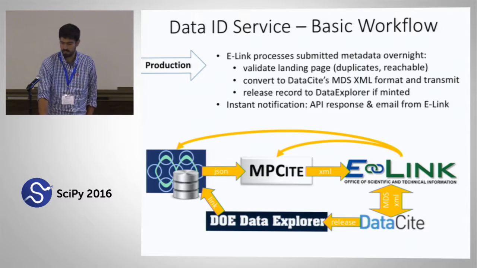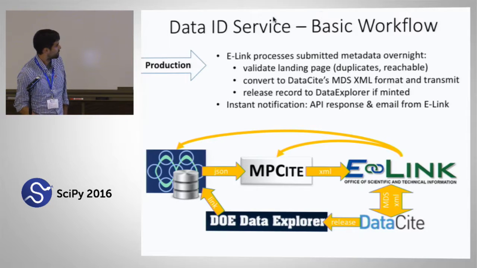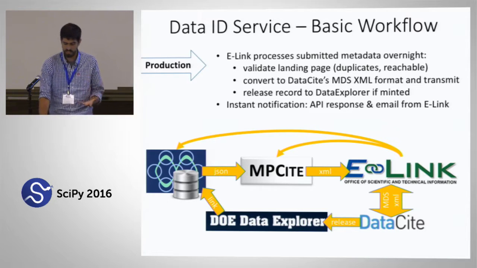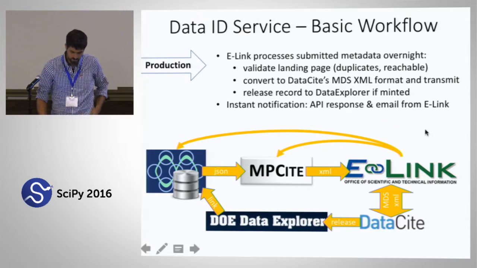And also E-Link sends out instant notification based on their API response and also emails and stuff. So there's a whole framework in there that makes sure that once a DOI is requested, those things stay in place. And once it comes back from DataCite and DataCite has validated, E-Link updates its database, but it also releases that entry to what they call the data explorer.